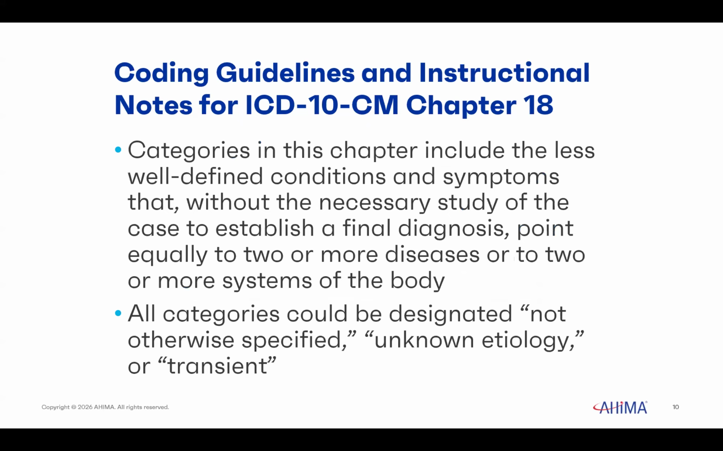This chapter also includes conditions that are pointing to multiple systems and conditions that don't have enough information to determine a diagnosis or are temporary or unexplained conditions. Some of these are described as not otherwise specified, unknown etiology, or transient.